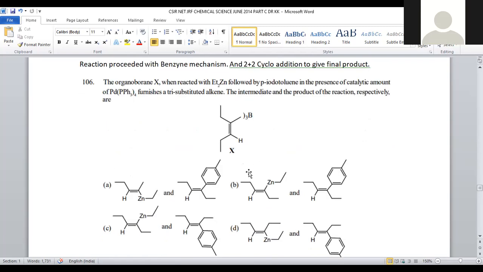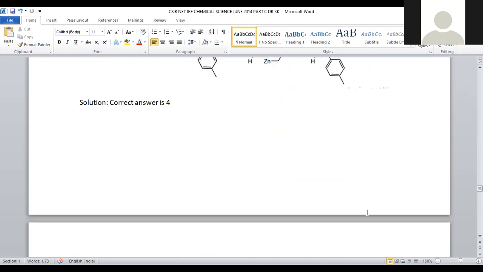So the simple reaction is where this borane upon treating with zinc, that is diethyl zinc, what happens, zinc will be inserted. So zinc will be inserted into this reaction and it will be treated with para-iodotoluene. Being iodo is a better leaving group, that will be treated with this zinc and that is converted into an alkylated product. Simple alkylation reaction will proceed in this mechanism.